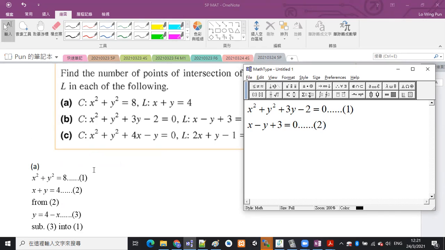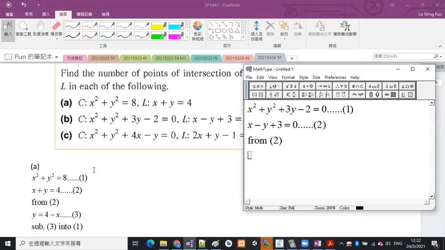Let's do it together. Which one should we start from? Which equation? Equation 1 or 2? 2, right? Because 2 is the one with no square term. So from equation 2, which one do you want to be the subject, x or y? It doesn't matter actually. I want to move the y to the right hand side.